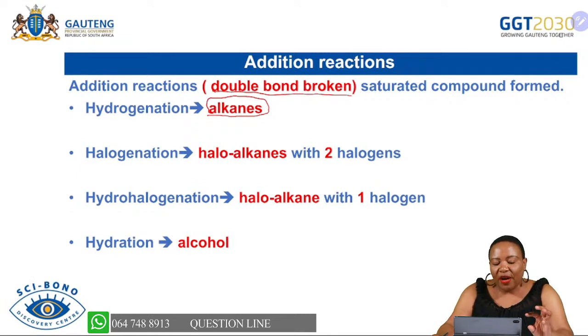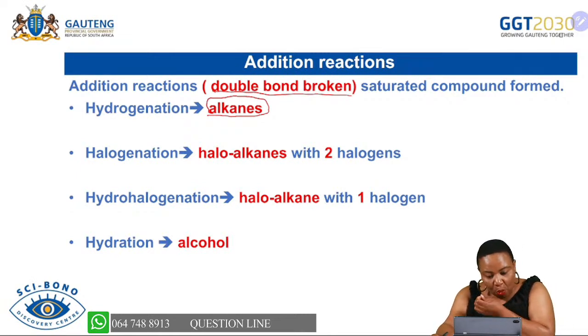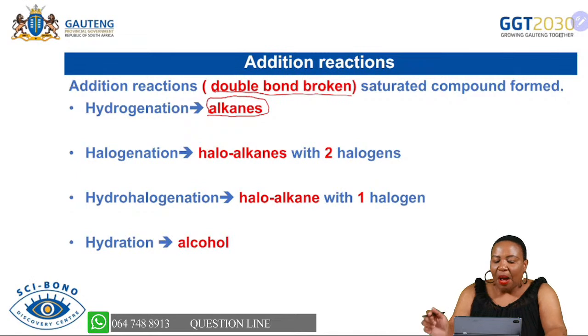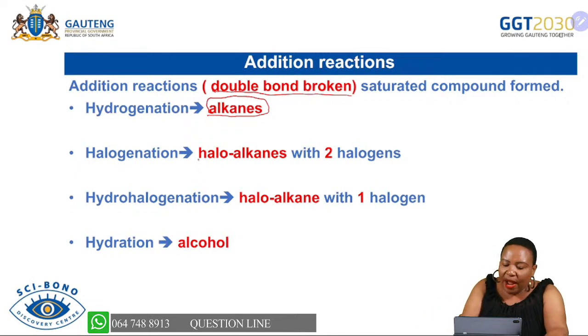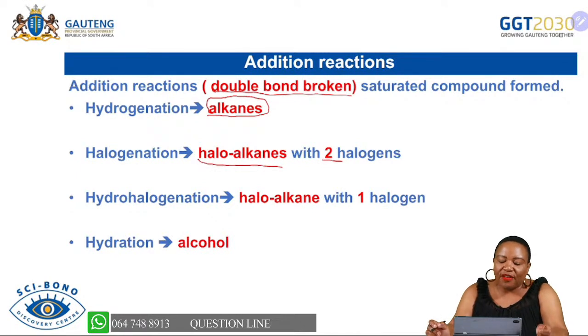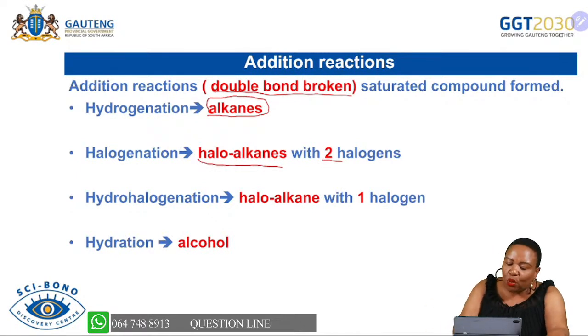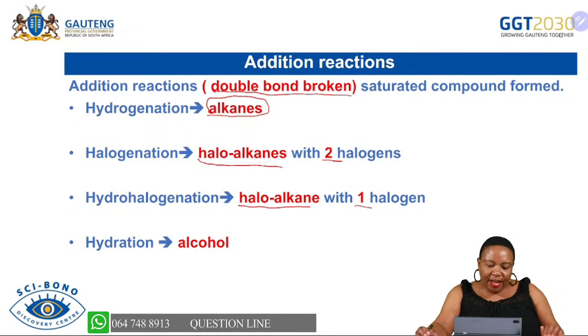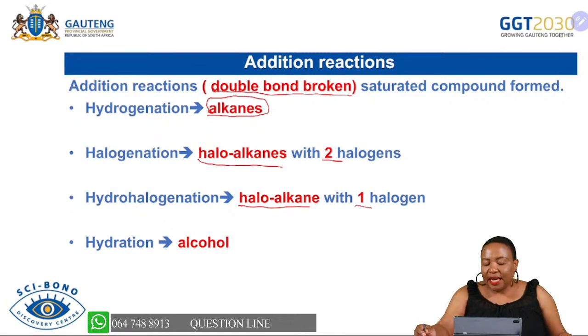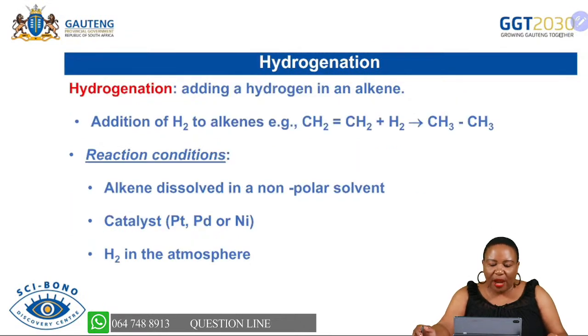We are also going to have halogenation, whereby we are going to find haloalkanes. But during halogenation, our haloalkanes will have 2 halogens. And then we are also going to have hydrohalogenation, where we also find haloalkanes. But in hydrohalogenation, our haloalkane will have only 1 halogen. And then we are also going to have hydration, whereby we look at addition, and the product will be alcohols. What is it that we need to add?